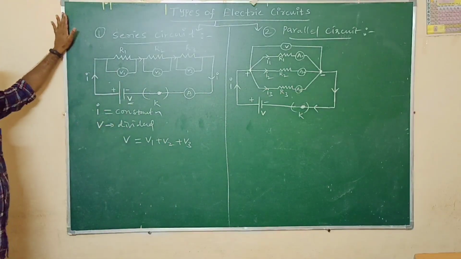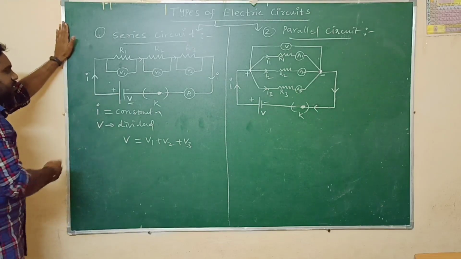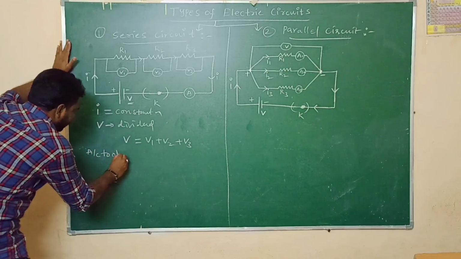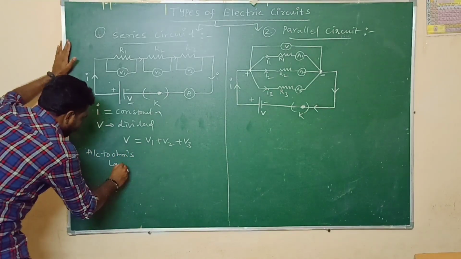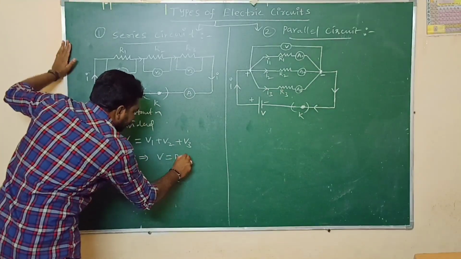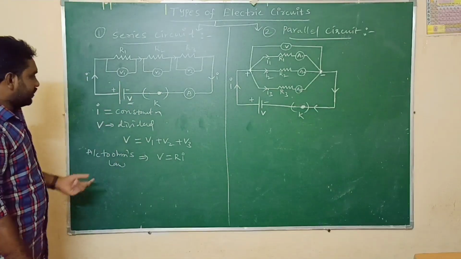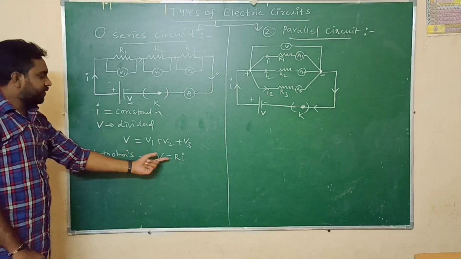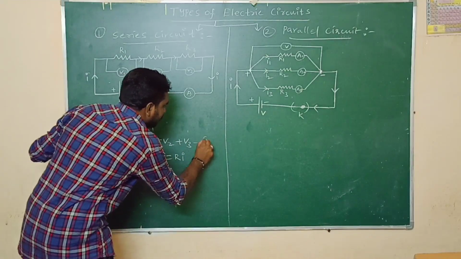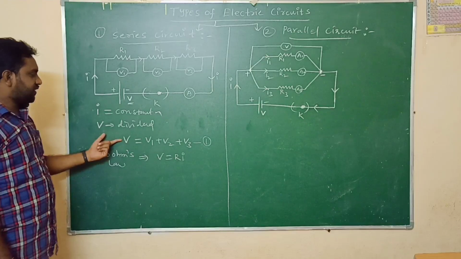So that is the equation for total potential difference in case of only a series circuit. Don't forget that one. And here, according to Ohm's law, we know that V equals Ri. So this is the basic equation of Ohm's law we discussed in our previous videos. So we have to use this equation. We have to substitute these values in the above equation, that means equation 1.